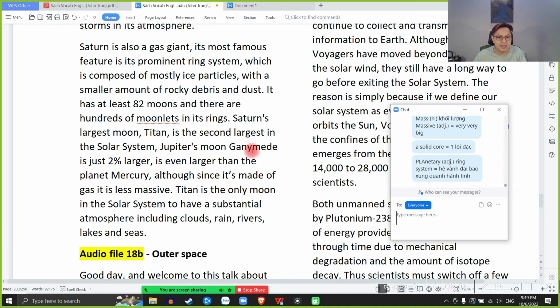Cái mặt trăng của Jupiter Ganymede á, thì nó chỉ có 2% bự hơn thôi. Nó còn bự hơn là cái hành tinh Mercury nữa. Mặc dù là từ khi mà nó được tạo thành bởi khí thì là nó không có massive đến như vậy, nó không có to lớn đến mức như vậy. Titan nó là cái moon duy nhất trong hệ mặt trời để nó có được một cái bầu khí quyển substantial, significant, substantial. Một bầu khí quyển đáng kể. Nó bao gồm gì? Những cái đám mây, có mưa, có những dòng sông, có hồ và có những cái biển ở trên Titan luôn.